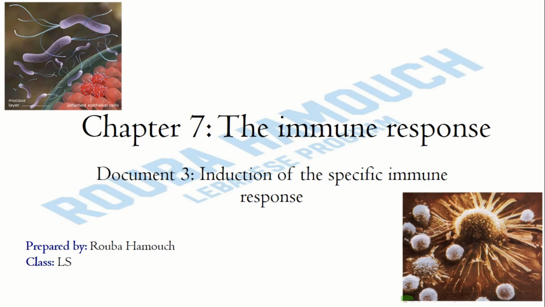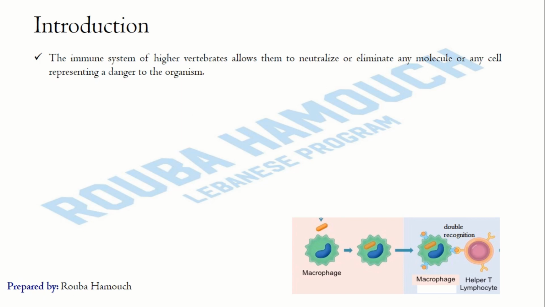Good morning. In this video, we are going to explain document 3 of chapter 7 in the Lebanese program for LS students, the induction of the specific immune response. As explained before in the previous videos, the specific immune response is only found in vertebrates. The immune system of the higher vertebrates allows them to neutralize or eliminate any molecule or any cell representing a danger to the organism.